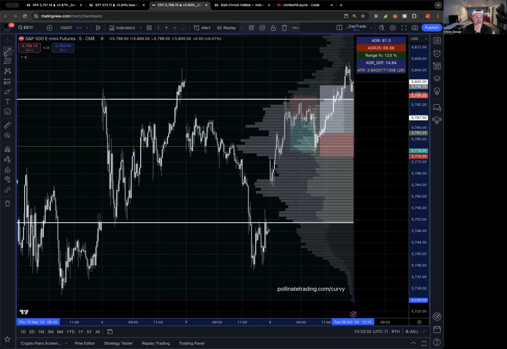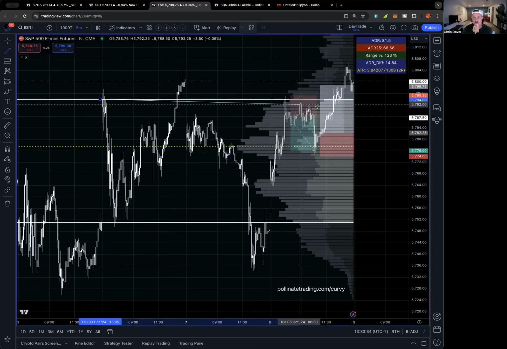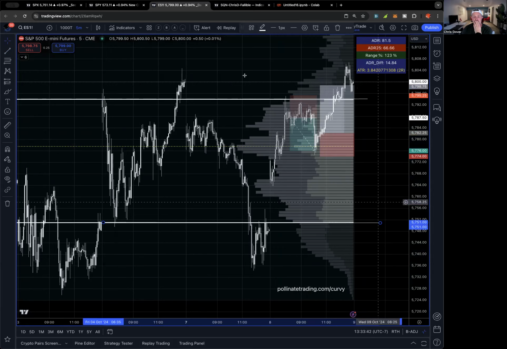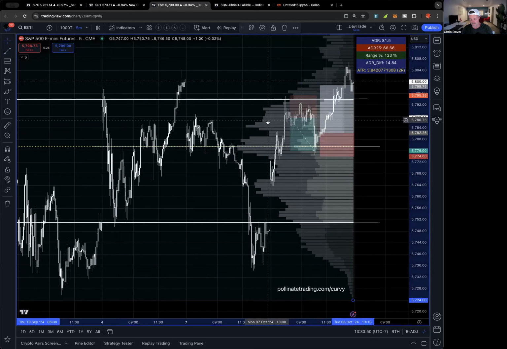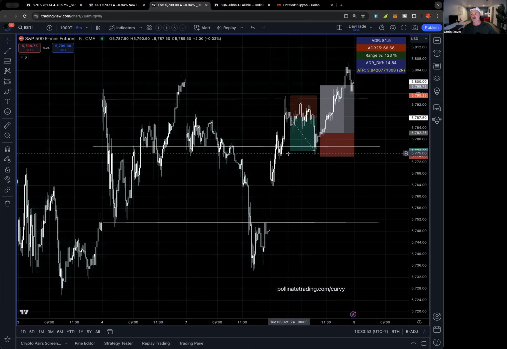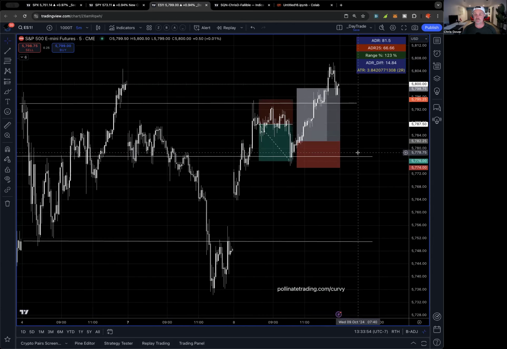Okay, so I'll just draw a line on the levels here so we have them. It's pretty obvious to see where the levels are. And then I'll just draw the point of control here too. Okay. So I'm just going to close that off because it's a lot of confusion on the screen.